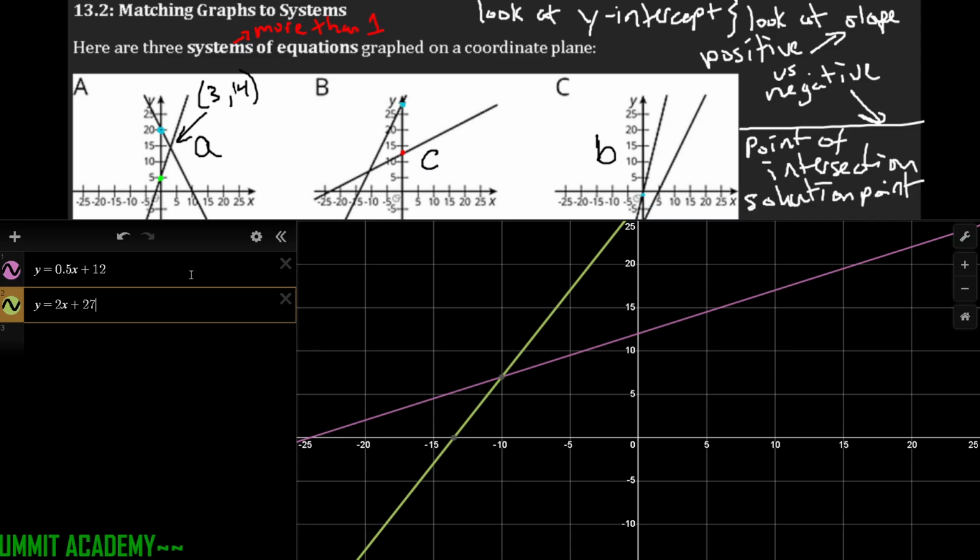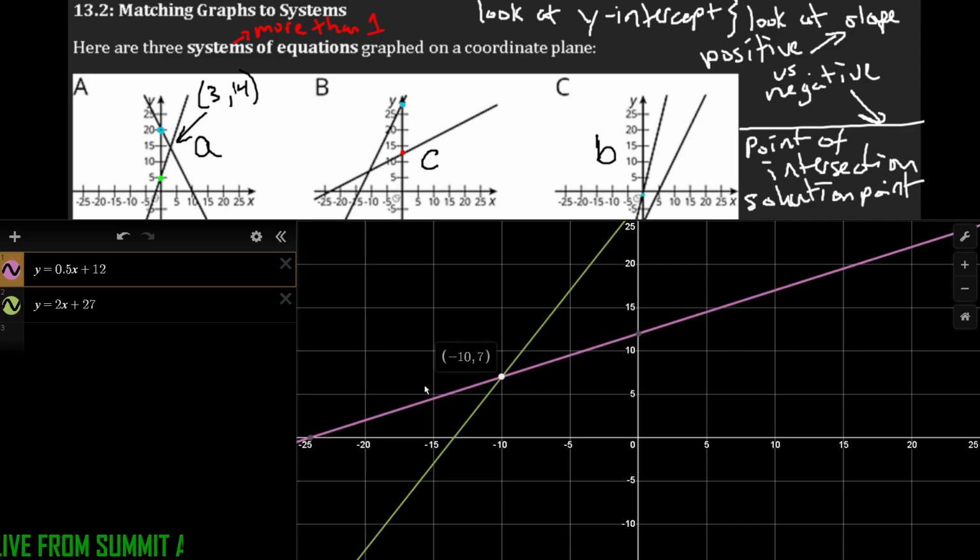So we said, again, capital B matches with lowercase c, and we said that solution point is going to be negative 10, 7. So again, be able to click on the graph, find it, and label it. So I'm going to say this point down here is going to be negative 10, 7.